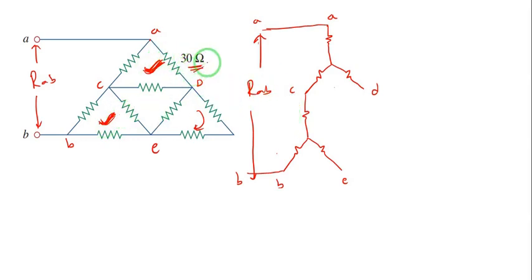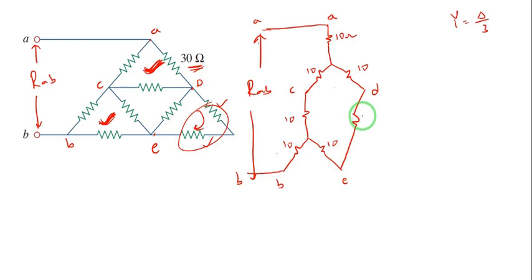Here each resistor is 30 ohms. In the star connection, it is delta by 3, so the resistance becomes 1/3, that is 10 ohms. This is 10, this is 10. Between the D and E terminals, these two resistors are in series, and this combination is in parallel with this 30 ohm resistor. The 30 ohms and 30 ohms in series give a resultant of 60 ohms.